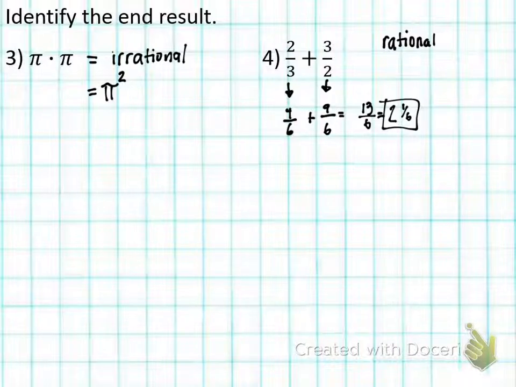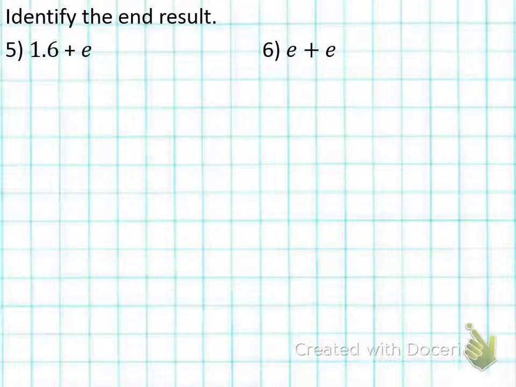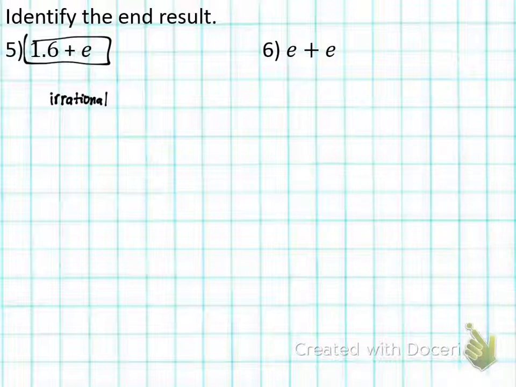Okay, next. Number 5 by yourself. Go. 1.6 plus e. Okay, what is it, everyone? Irrational. What's the answer? I would leave it like this, 1.6 plus e, because e goes on forever, so we would just leave it as is. You'll learn about e in Algebra 2, but I would just leave it like that.